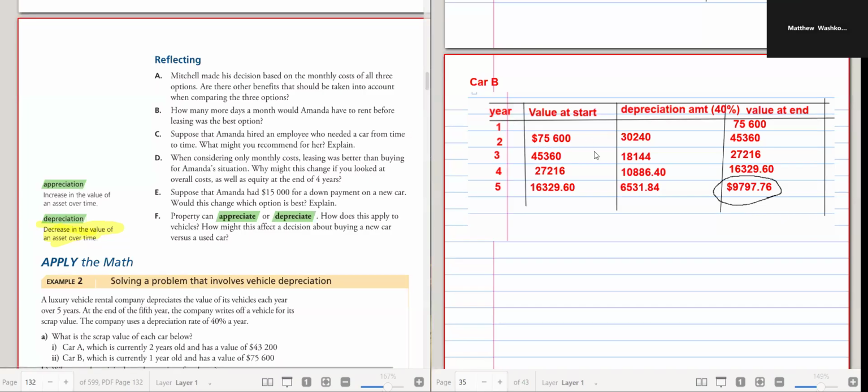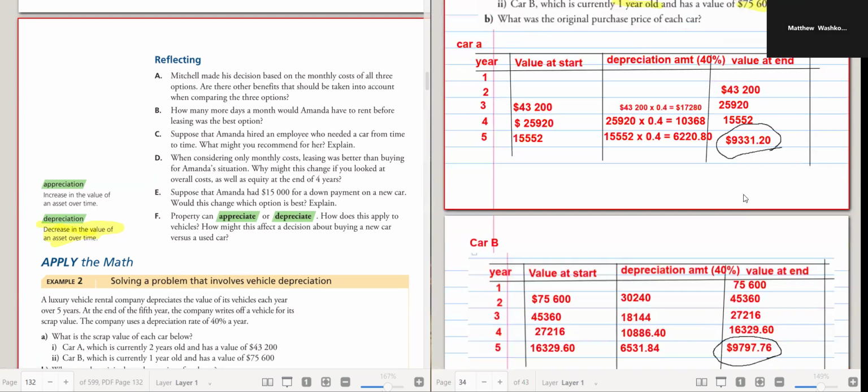So at the end here, you should end up with this. So the final value here, the scrap value of car B was $9,797.76. So we have our scrap values here.